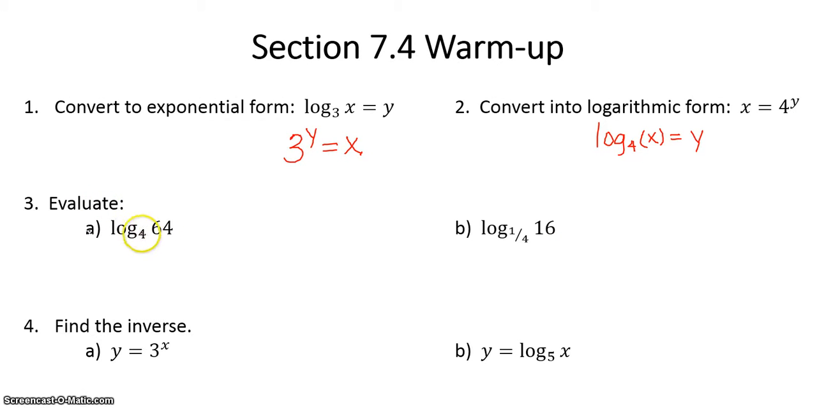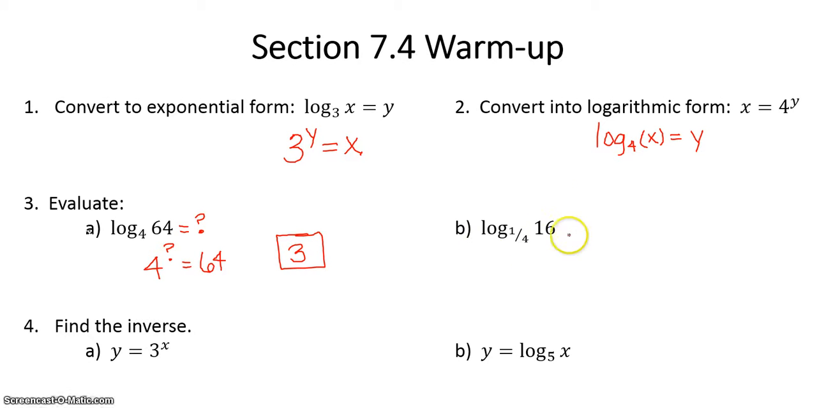All right, down here, we're evaluating. Remember, I'm going to change this to exponential form. So we have 4 here. We don't know what this equals, so that means we don't know what our exponent is. And we want to see what it is so that this equals 64. So then you can evaluate this. 4 to the second, no, that's 16. 4 to the third, you can type that in your calculator. That does give you 64. So that means that the answer to this is 3.